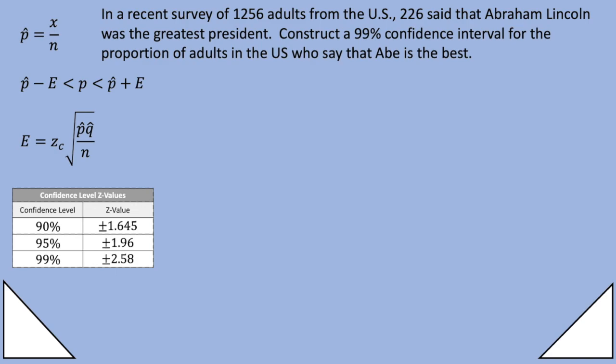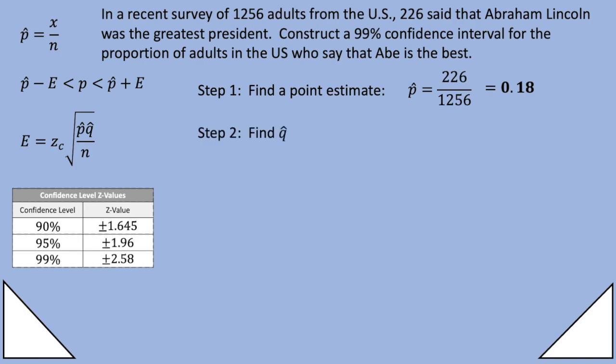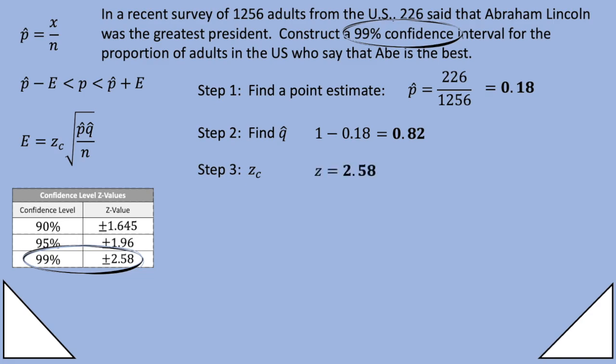Let's try another one. In a recent survey of 1,256 adults from the US, 226 said that Abraham Lincoln was the greatest president. We're going to construct a 99% confidence interval for the proportion of adults in the US who say that Abe is the best. Step 1, find a point estimate. So we've got 226 over 1256, about 18%. Then Q hat, we're going to take 1 minus that 18% to get 0.82. Step 3 is to find our confidence level z-value. So for a 99% confidence interval, we're going to use 2.58.